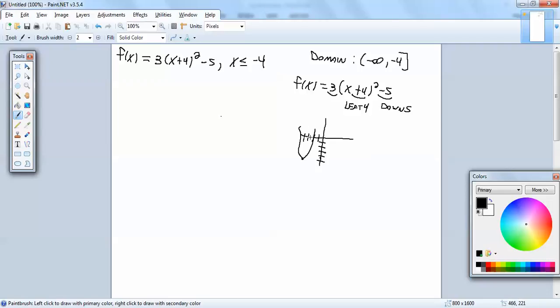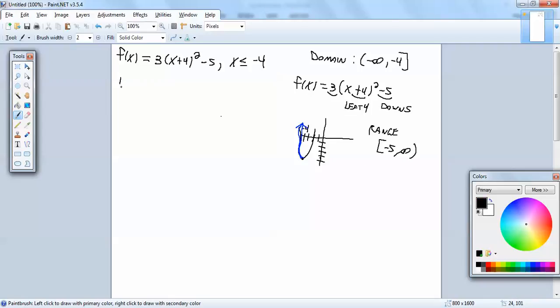The 3 again affects how much it opens up, whether it's wider or thinner. But that doesn't matter. I'm thinking about the range. Okay, it starts down here at negative 5. So the range is going from negative 5 and it's going up forever, so that's positive infinity. Now normally this would not be one-to-one because it has an even power, but they put a condition on it. By putting a condition on it, you're only looking at one part of the graph. So for example, we're looking where x is less than or equal to negative 4. We're looking at the left side of the graph, this right here. So that's the only part we're taking a look at.